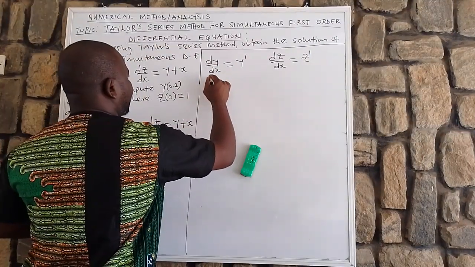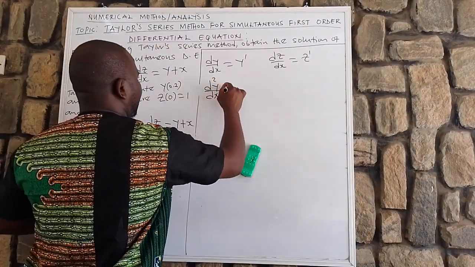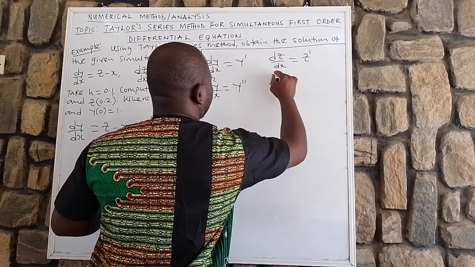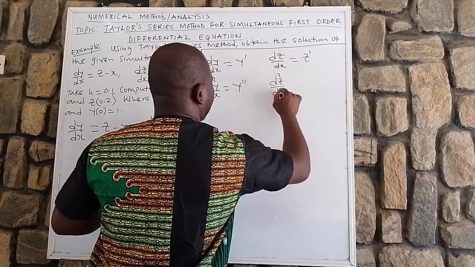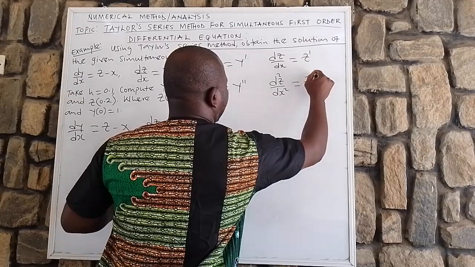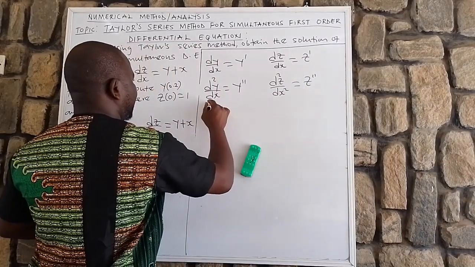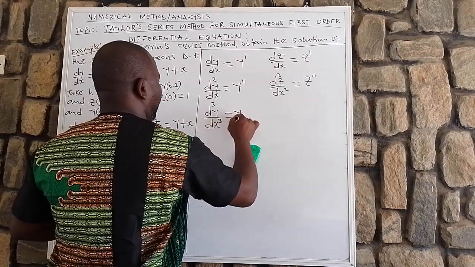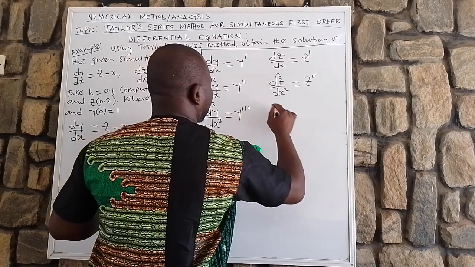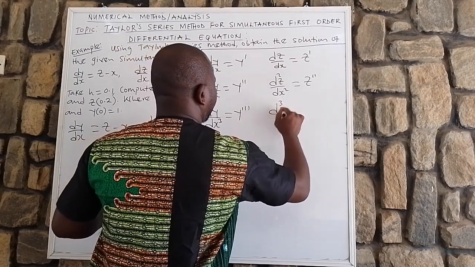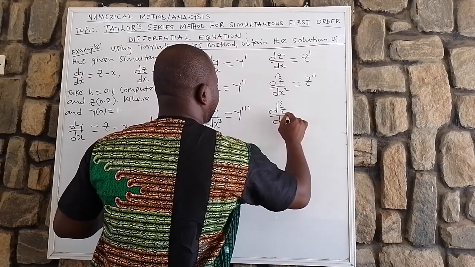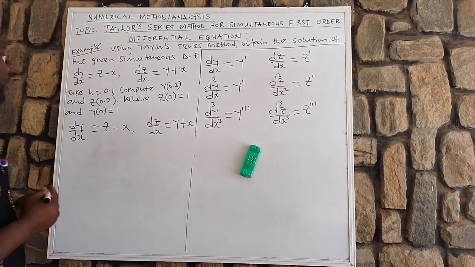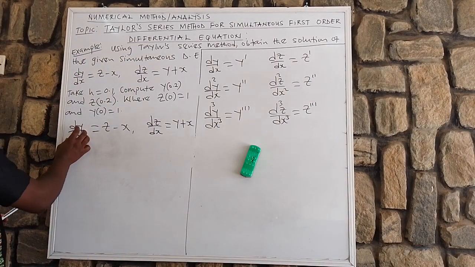So d squared y over dx squared is the same thing as y double prime. The same applies to d squared z over dx squared, which is z double prime. Then d cubed y over dx cubed is y triple prime, and d cubed z over dx cubed is z triple prime. Please take note.